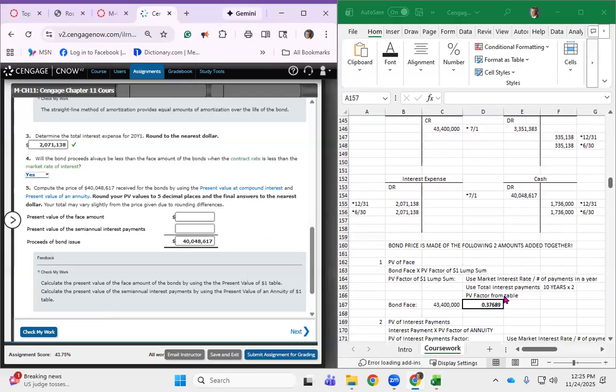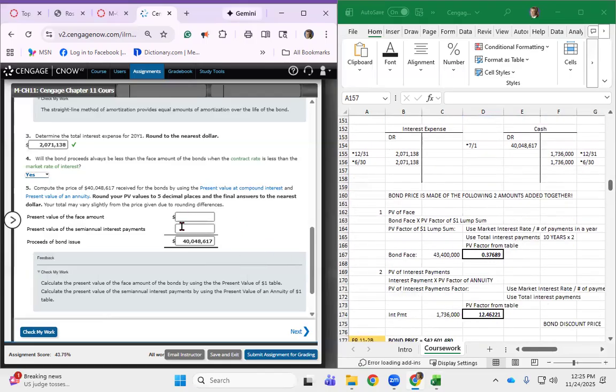Now I'm going to show you how that price is calculated. Now, I don't plan to test you on this, on the test, but I want you to have a little bit of idea of how this works. We've got 2 amounts for this bond. We've got the face and we've got those semi-annual interest payments, right?